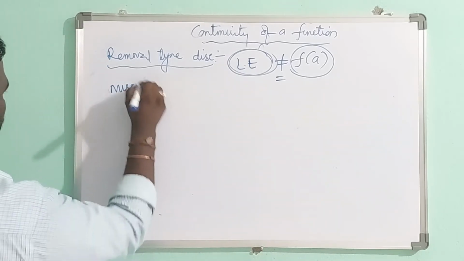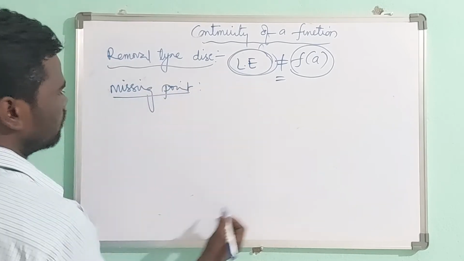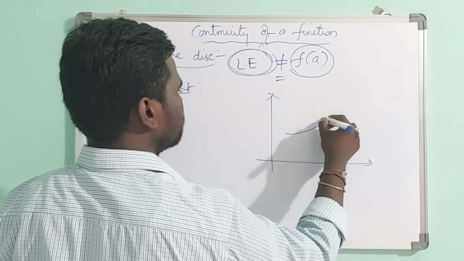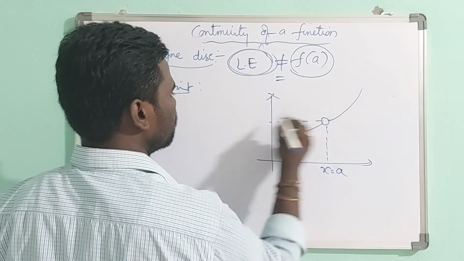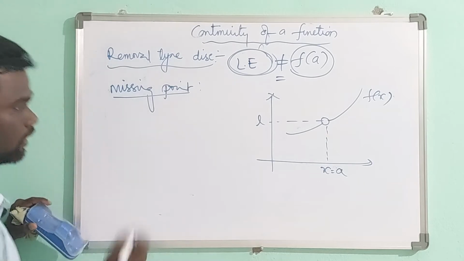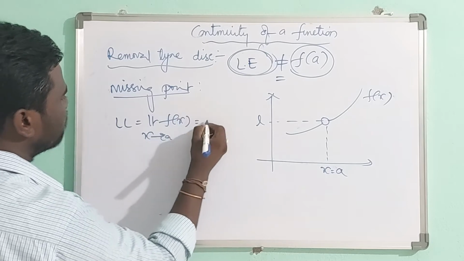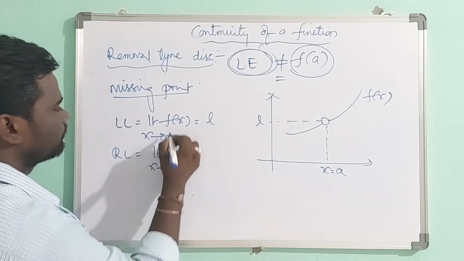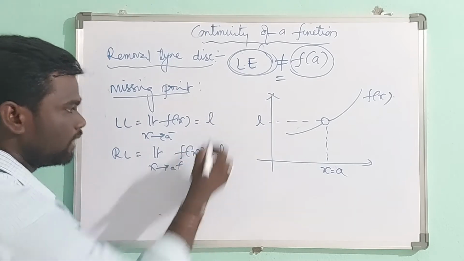Now missing type. So missing point. So what is the meaning of missing point? Now, here also check the graph. We also discussed about this graph also. See, why is it said to be discontinuous first. Coming to the left limit, limit x tends to a minus f of x is equal to what? L. And right limit, limit x tends to a plus f of x is equal to what? L. Both should be equal to the finite quantity, that is equal to L.